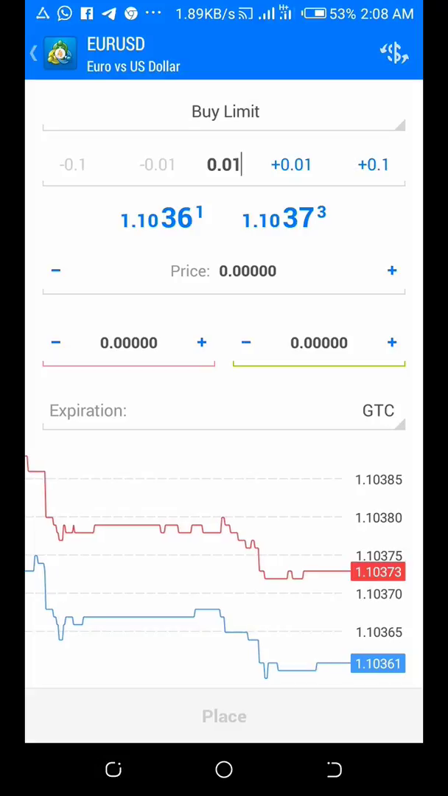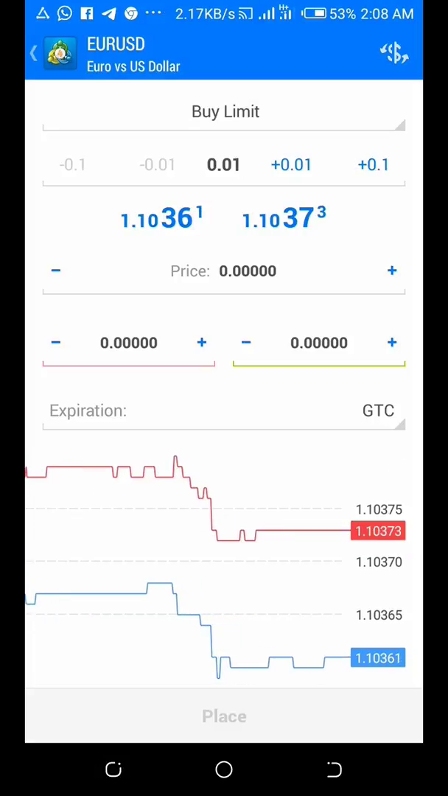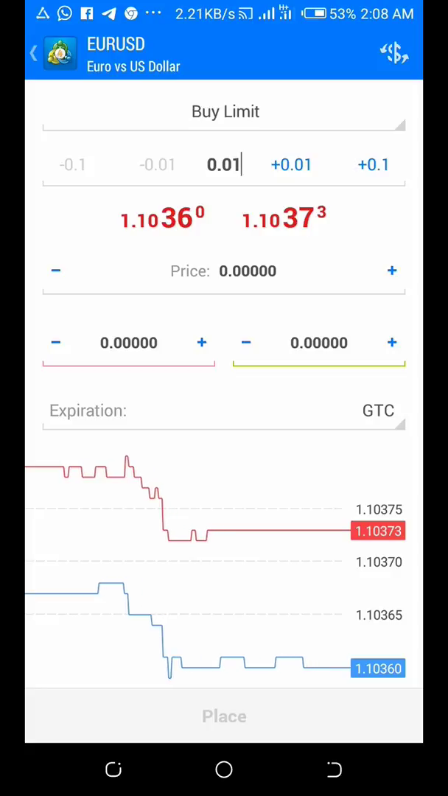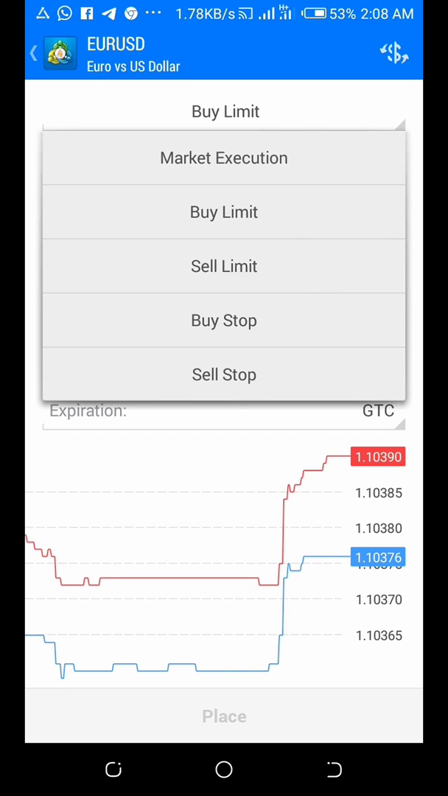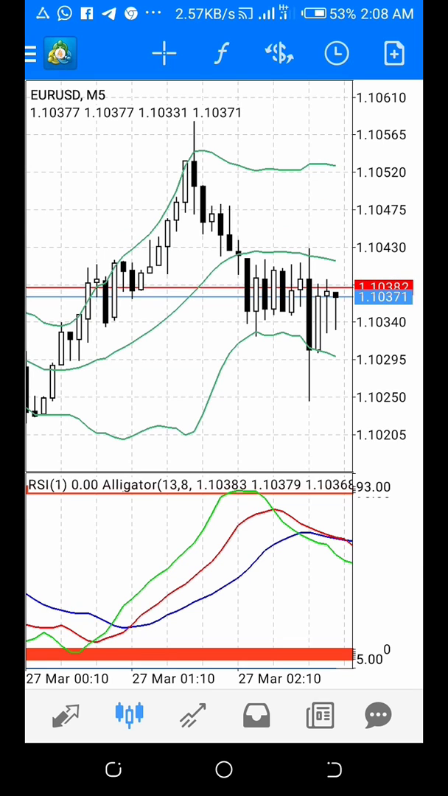I define buy limit as an order placed below the current price, where you expect the price to go up from that level. Let me go to the chart and explain. For instance, my market is currently at 1.10369. From my analysis, I'm saying that if the price is able to get to 1.10250, it will continue buying. When it comes down, it will continue buying.